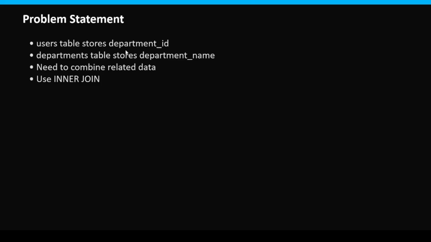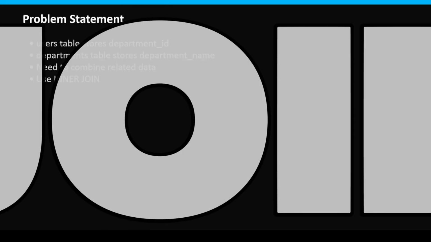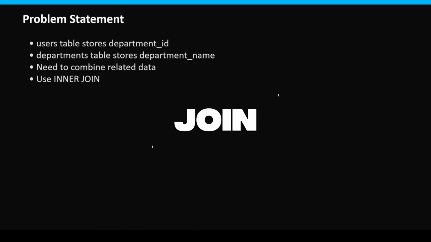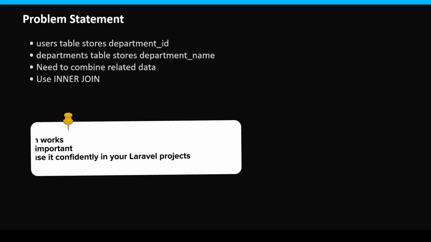So how do professional Laravel applications combine data from multiple tables? The answer is join. In this tutorial we will learn how to use the Laravel 13 Query Builder to join multiple database tables, retrieve related data and build a professional report. By the end of this video, you will understand how join works, why it's important, and how to use it confidently in your Laravel project.